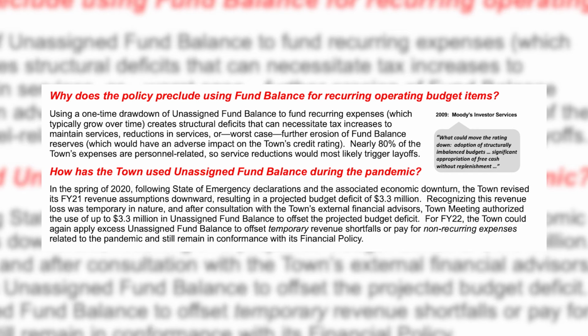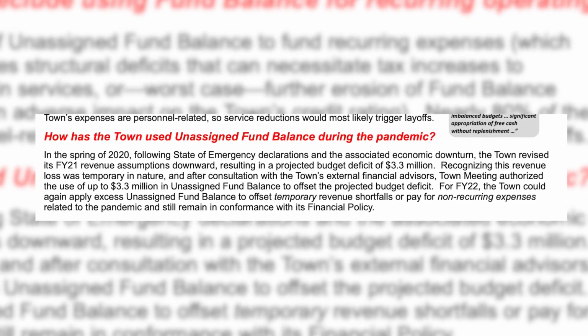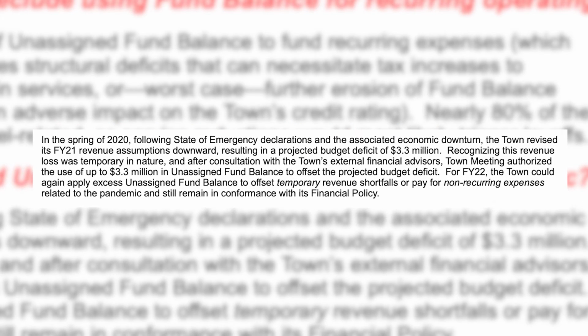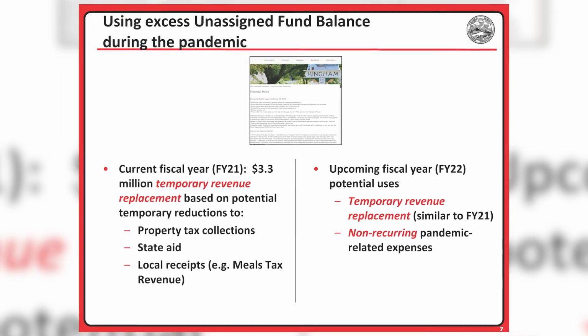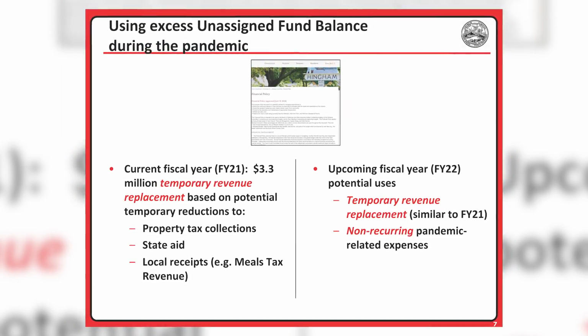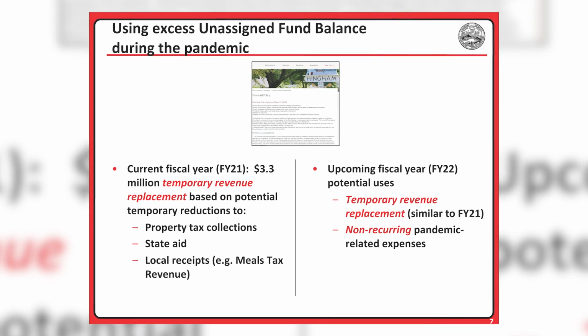How has the town used unassigned fund balance during the pandemic? In the spring of 2020, following state of emergency declarations and the associated economic downturn, the town revised its fiscal year 21 revenue assumptions downward, resulting in a projected budget deficit of $3.3 million. Recognizing that this revenue loss was temporary in nature, and after consultation with our financial advisors, town meeting authorized the use of up to $3.3 million in unassigned fund balance to offset the projected budget deficit.